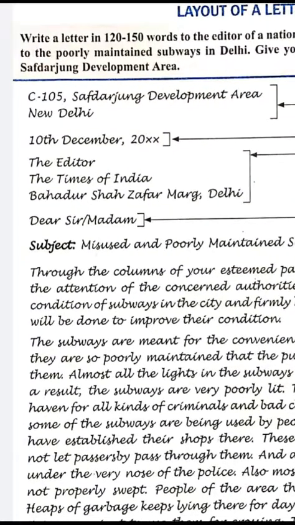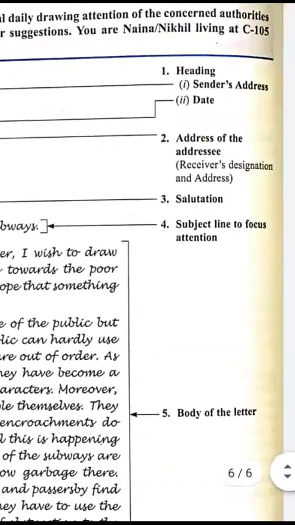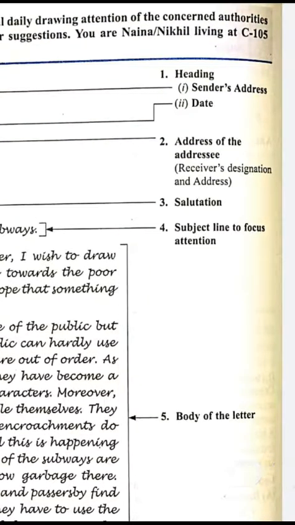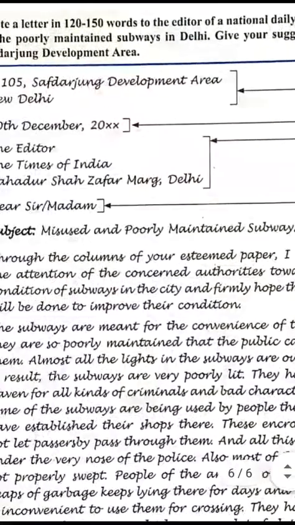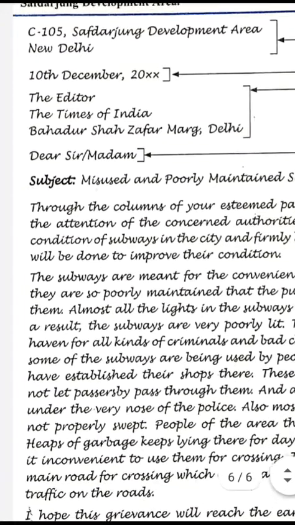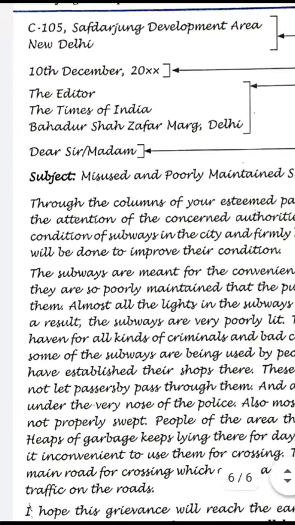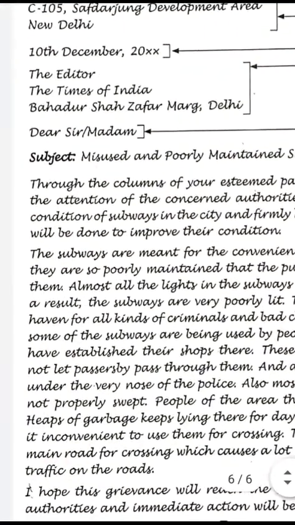C105, that is the address of the writer. You can see how it is written. The heading is sender's address, then next is the date. You have to leave one line. Then the next is the editor, receiver's address, the Times of India. You are free to write any name. Bahadur Shah Zafar Marg, Delhi. And then 'Dear Sir/Madam', the salutation is given. And then the subject: misused and poorly maintained subway.